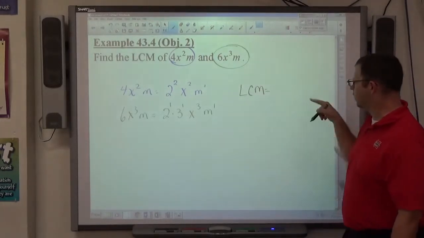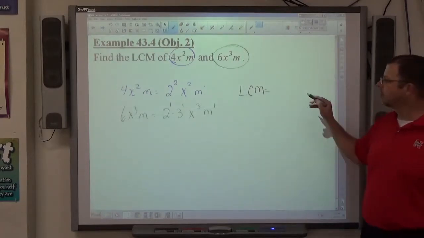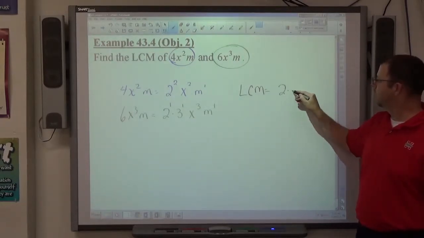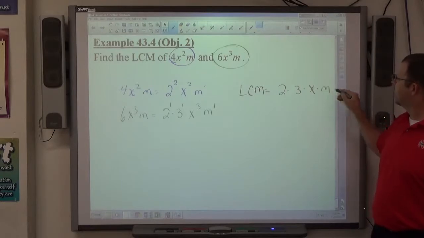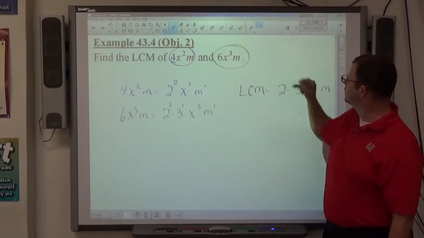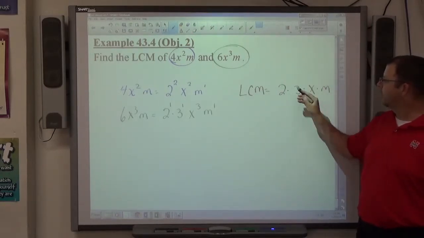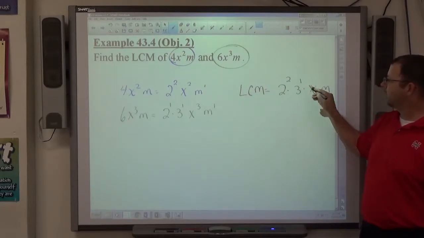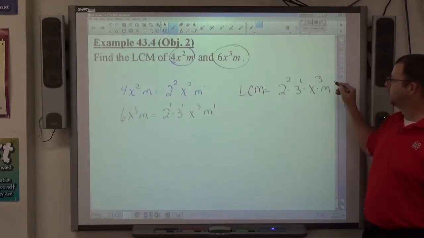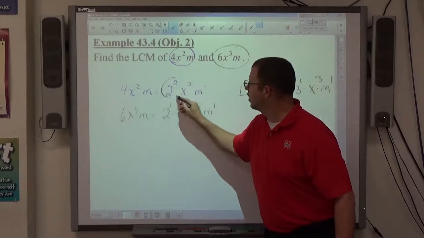What would I write here for numbers? Don't worry about powers yet, just worry about the numbers. 2, 3, x and m. Perfect. And Kim, what would the powers I would use for each one be? For 2, what would I use? 2, 3, 1, x, 3, m, 1. Perfect.